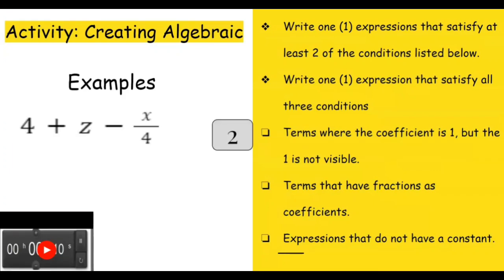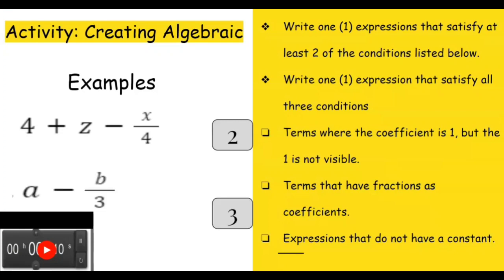So for the one where it only satisfies two of the conditions, it said there where the terms have a coefficient of 1 but it's not visible: 4x plus z. Z would have a coefficient of 1, it's not visible. And terms that have fractions as the coefficient, in this situation, I have 4x plus z minus x quarters. In this case, the coefficient of x would be 1/4.